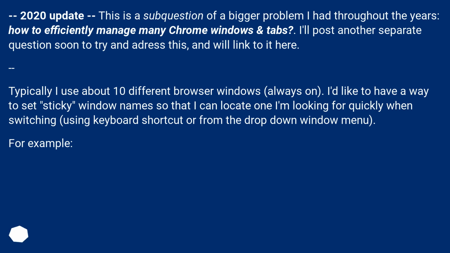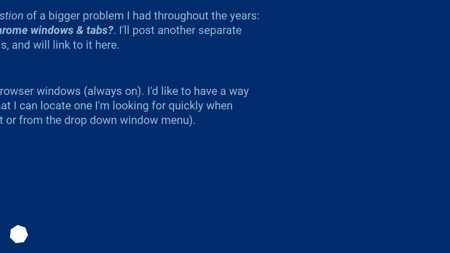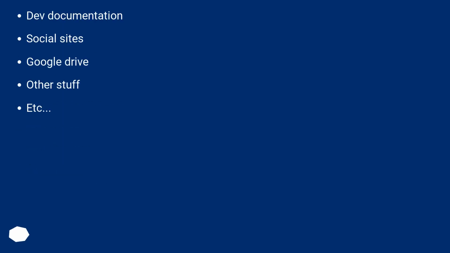Typically I use about 10 different browser windows, always on. I'd like to have a way to set sticky window names so that I can locate the one I'm looking for quickly when switching, using a keyboard shortcut or from the drop-down window menu. For example, dev documentation, social sites, Google Drive, other stuff, etc.